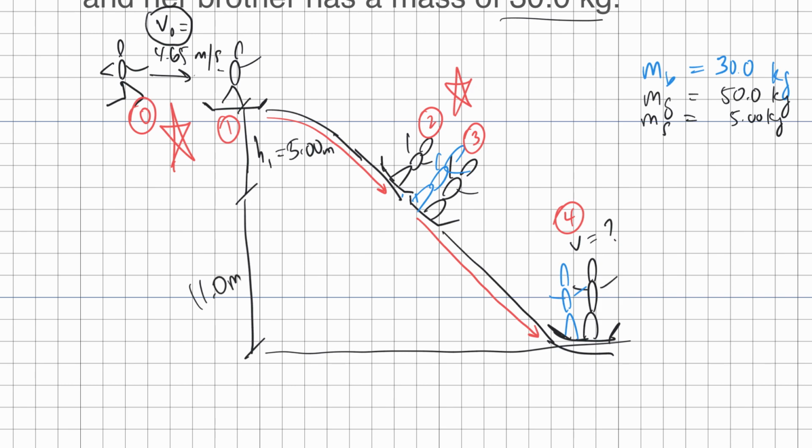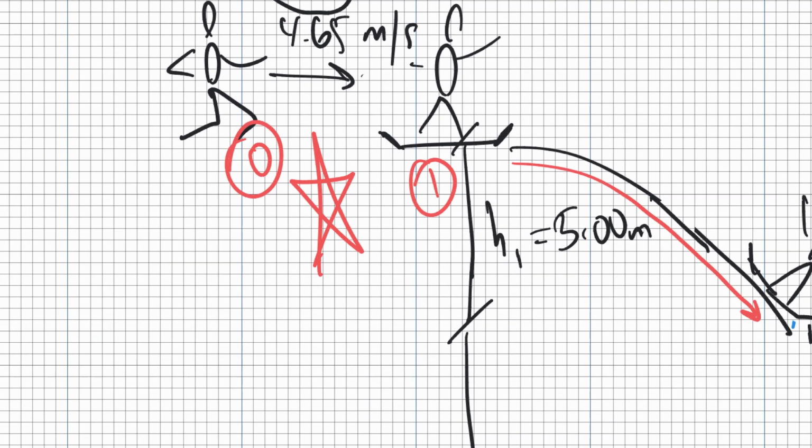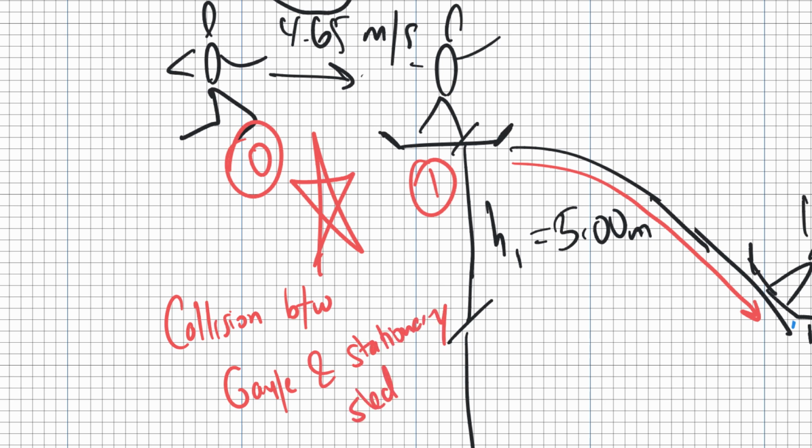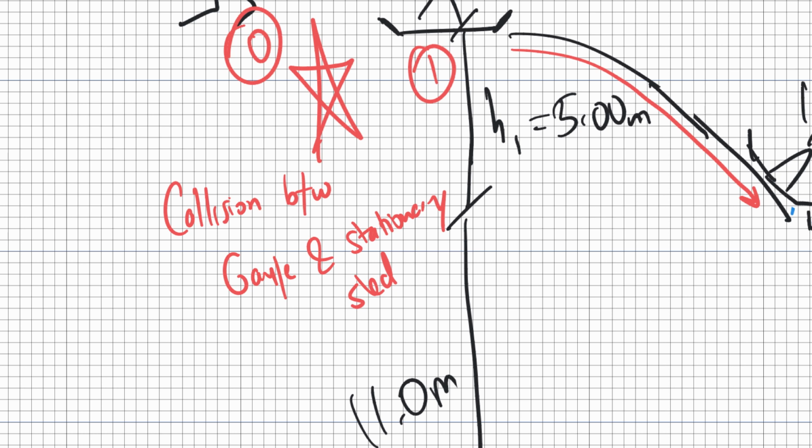So between 0 and 1, there's a collision between Gayle and a stationary sled. So we will use a momentum equation here. And it's great because it's isolated, so we can do that, right?